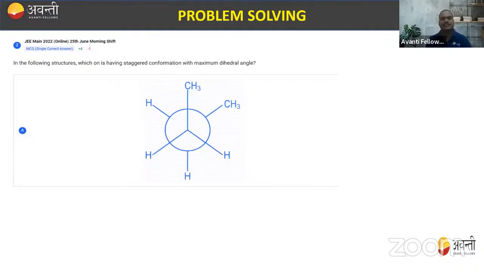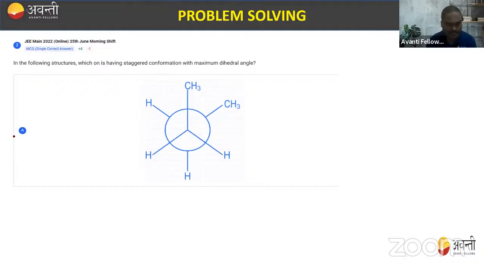Chalo. In the following structures, which one has a staggered conformation with the maximum dihedral angle? Tell me quickly. I explained this in yesterday's class also, about staggered and eclipsed conformations, right? So you need to identify which one has the staggered conformation with the maximum dihedral angle. Out of these, which of the following has it? Let me explain this.